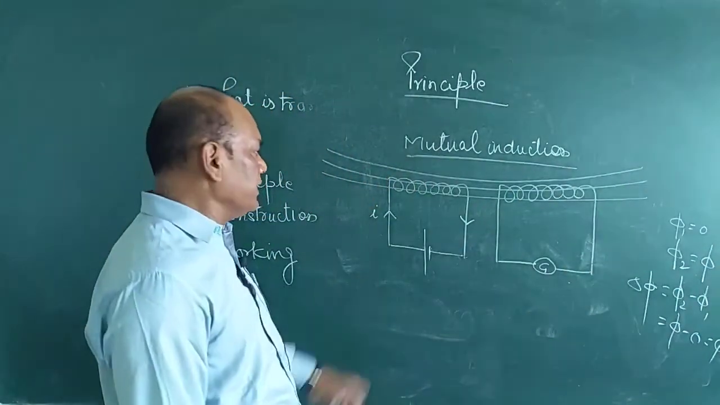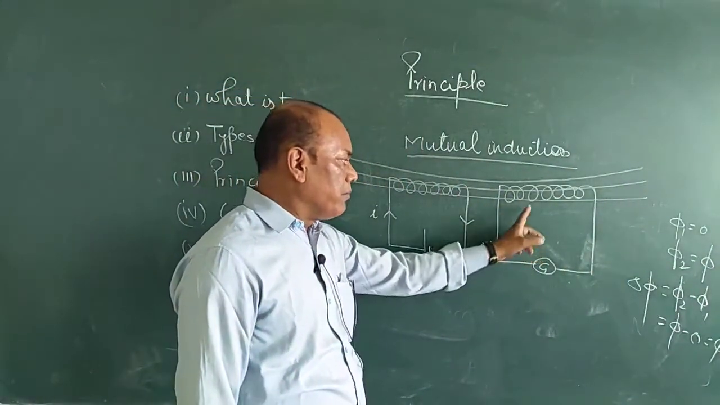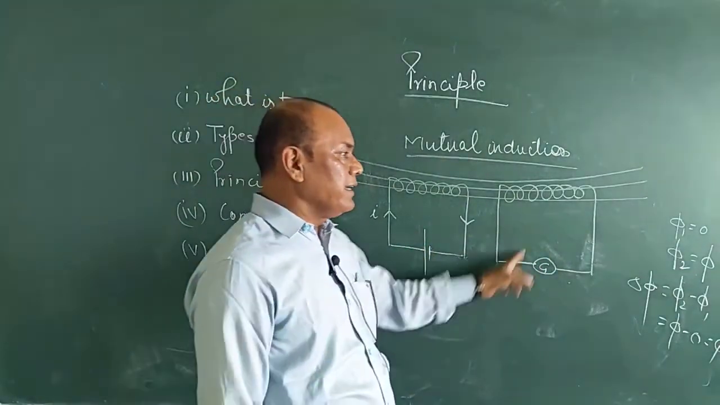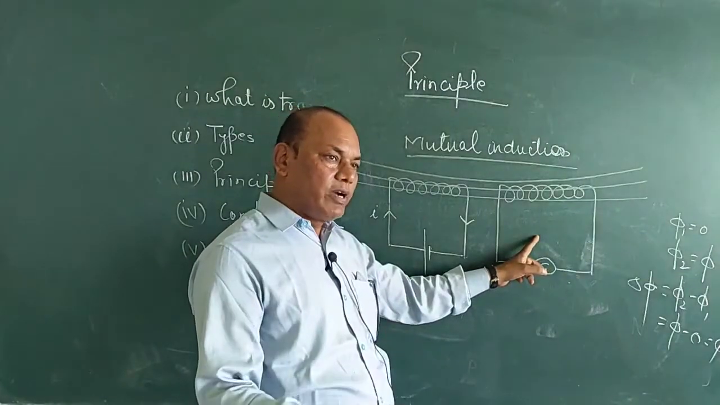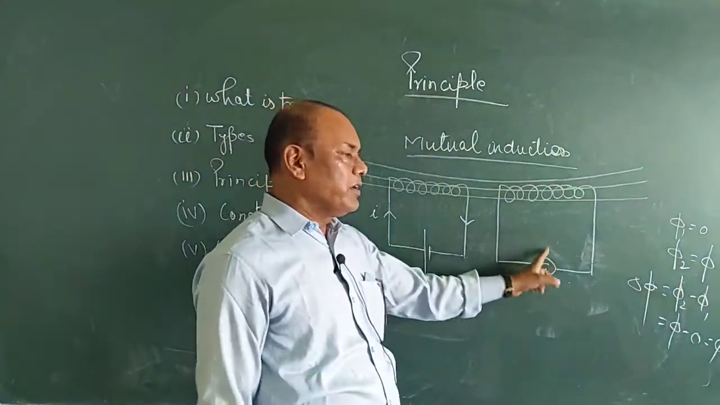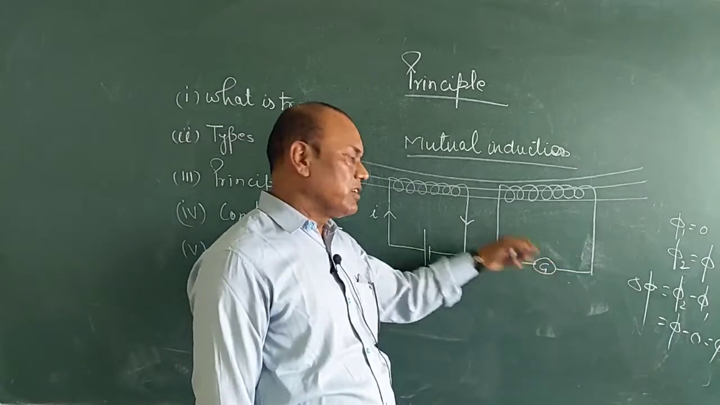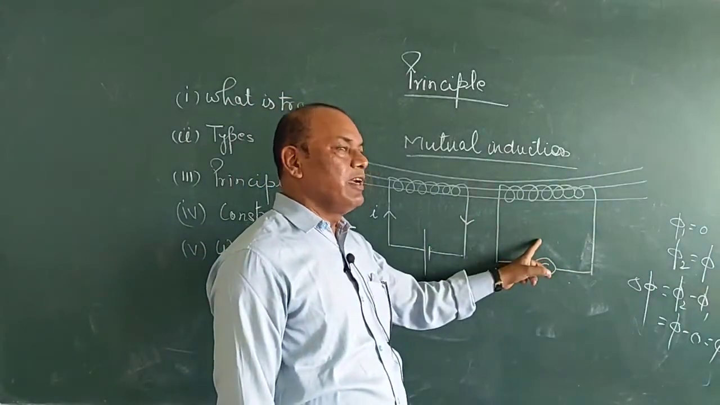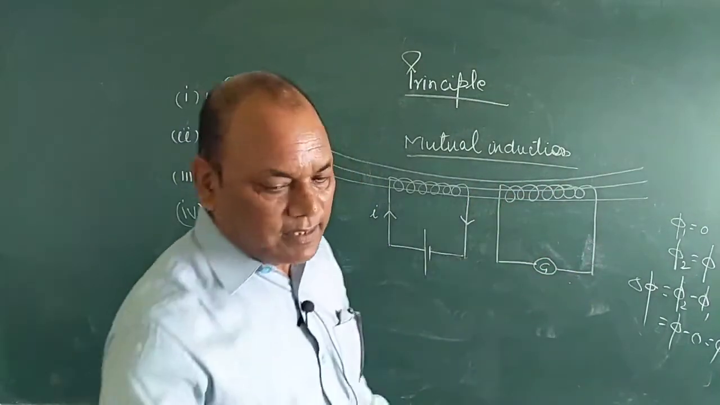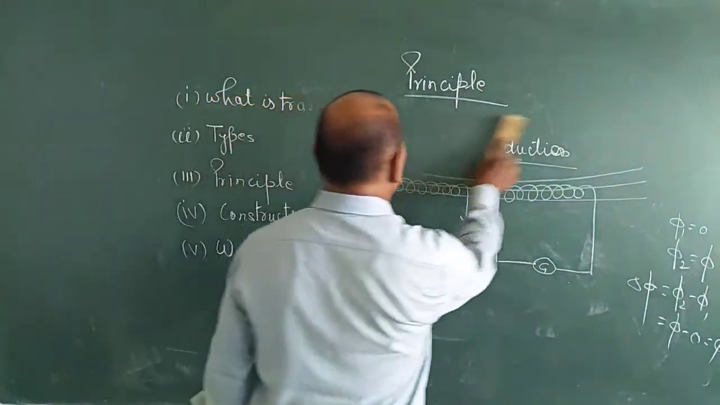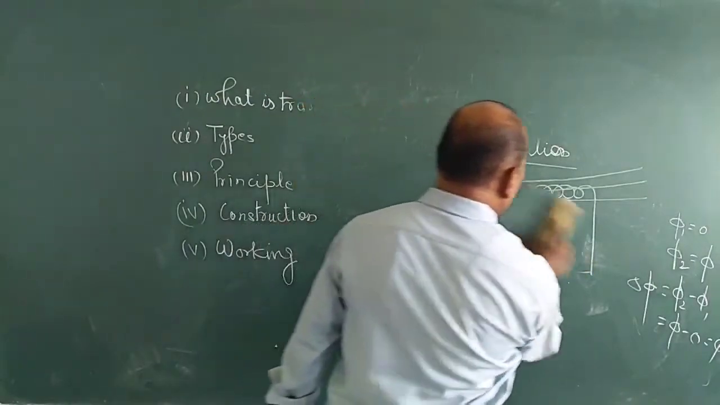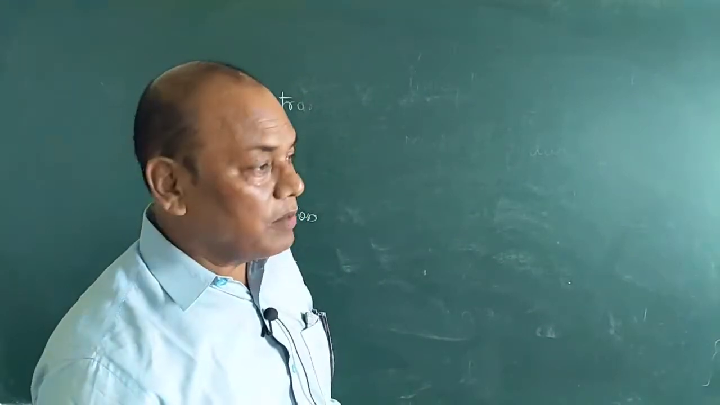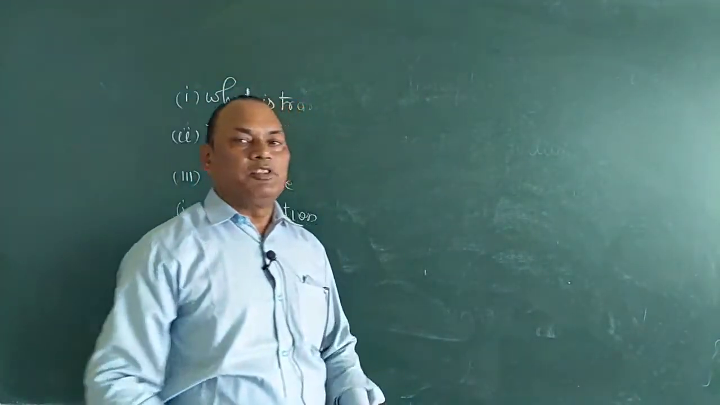In this way, when the number of turns in the secondary coil is greater than in the primary coil, it increases the value of the applied voltage, and vice versa, if the number of turns in the secondary coil is less than the number of turns in the primary coil, then it decreases the value of the applied voltage. So this is the principle of transformer. We can say that a transformer is based on the principle of mutual induction.